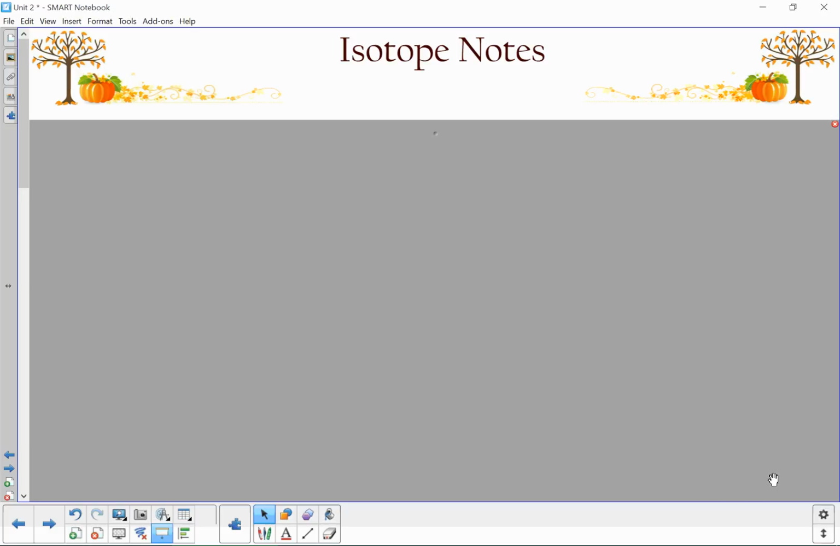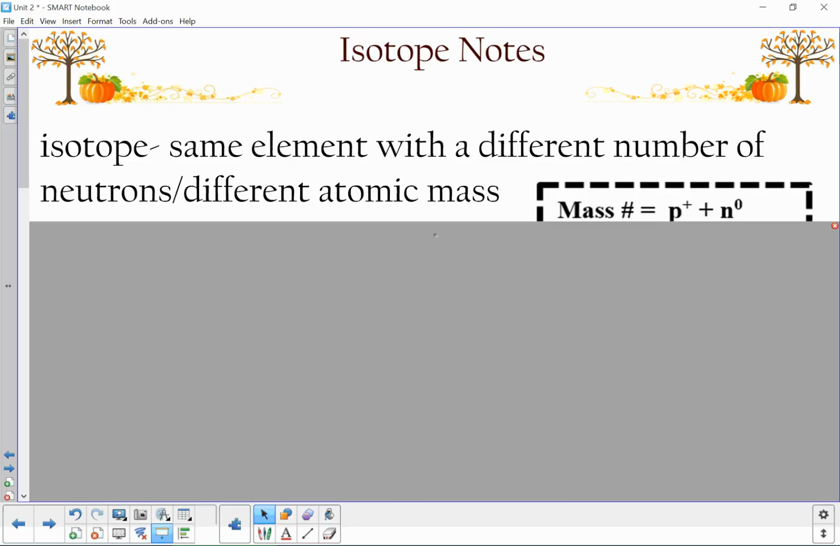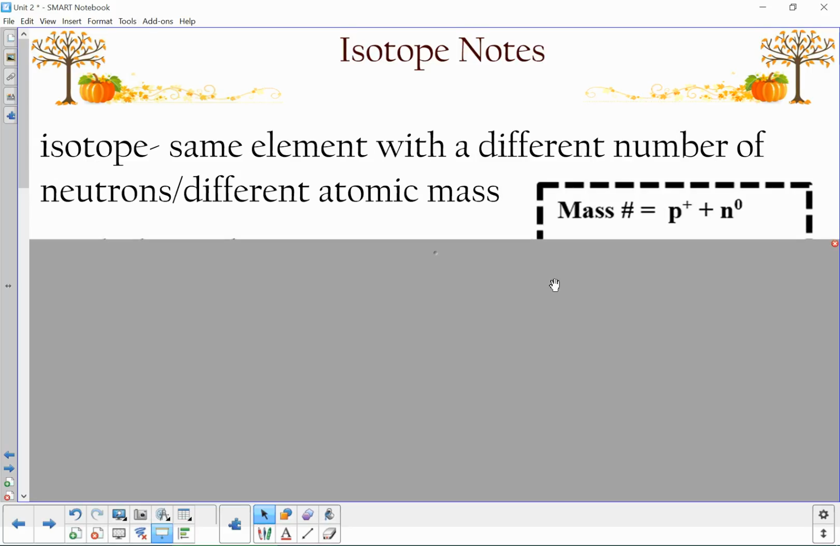So we're going to learn about isotopes today. And so the first thing you need to know is the definition of an isotope is that it's the same element with a different number of neutrons, and changing the number of neutrons makes the atom have a different atomic mass. So if you remember, we already learned that the mass number is equal to the protons plus the neutrons. So if I change the number of neutrons, it's also going to change the mass. But we know that it's still the same element because the proton number will not change.